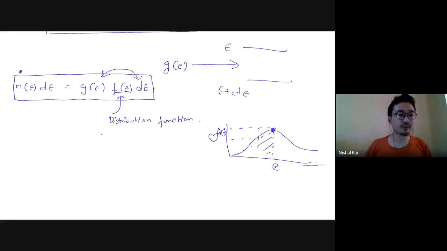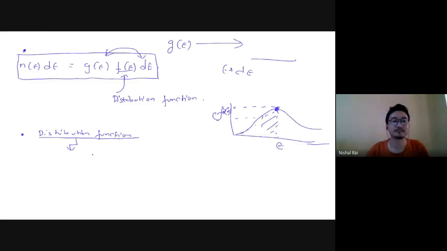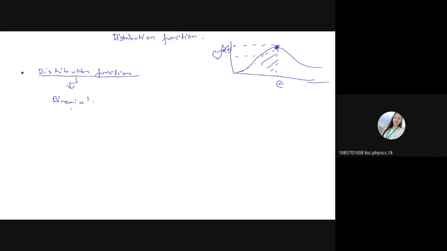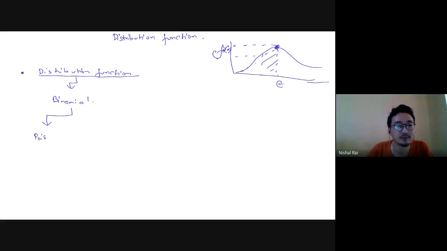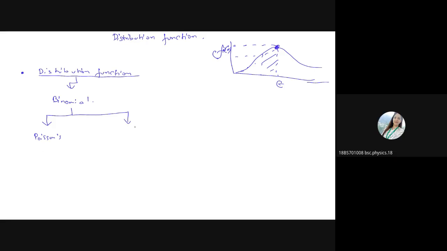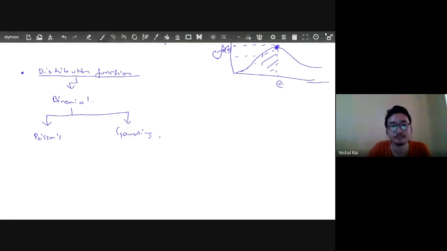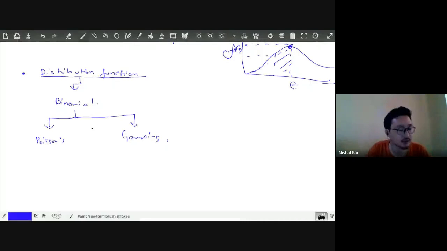Now one type of distribution function we have done. Do you remember what kind of distribution function we have done till now? Any guess? Binomial. Yes, sir. And from that we got Poisson and Gaussian. Clear? So today what we have done? We have basically done the postulates of statistical mechanics.